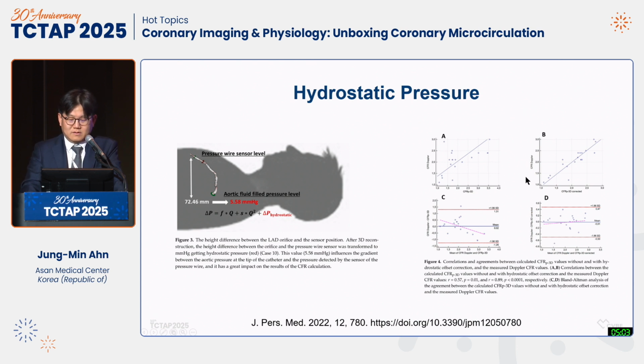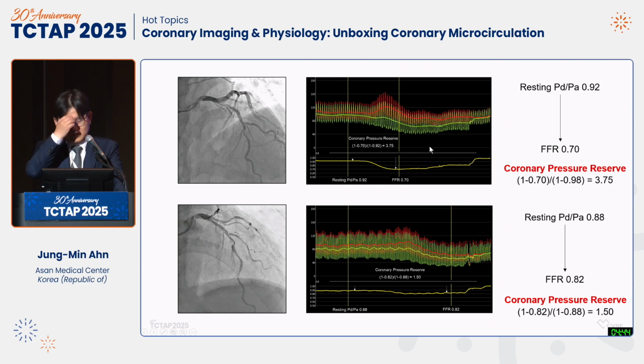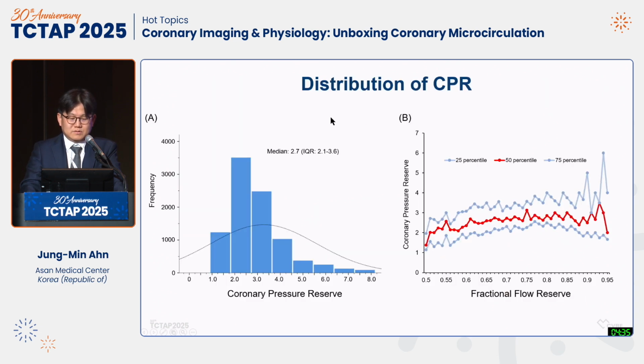If we consider the comparison between the coronary pressure-derived CFR measurement and Doppler wire measurement, it is very heterogeneous. But if we consider the hydrostatic pressure, the correlation is getting better. But even without such consideration, I'd like to evaluate the prognostic value of coronary pressure reserve. So this is the distribution of coronary pressure reserve.